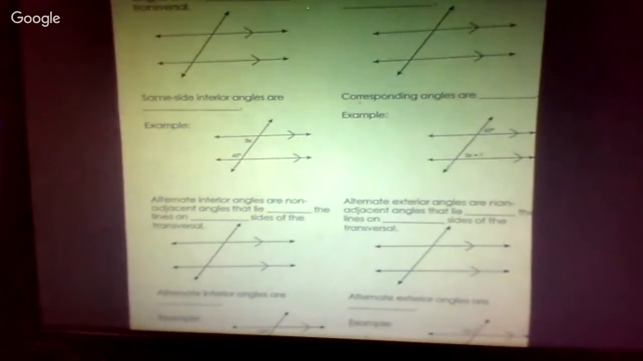Okay, what we're gonna do with this foldable is now that you know how to identify them and where they are, you also are going to need to be able to solve for an unknown variable. So how we said your same side or supplementary. You're gonna have to identify these are same side, so I need to add them together and set them equal to 180 to solve for my unknown. Once you get this cut out, it's gonna fold exactly the way that your other one did. This flap comes down.